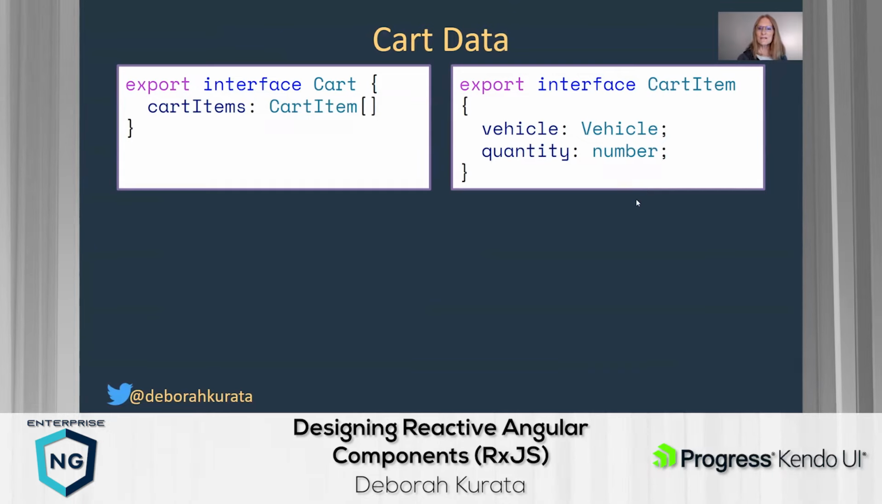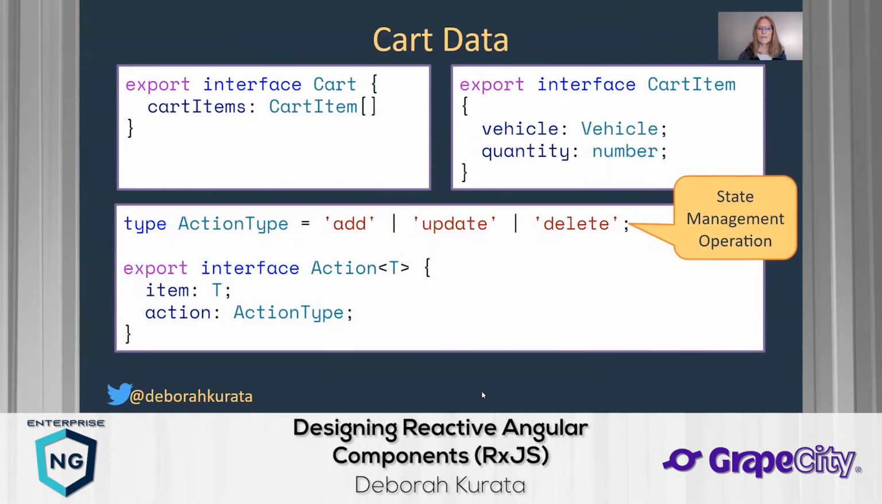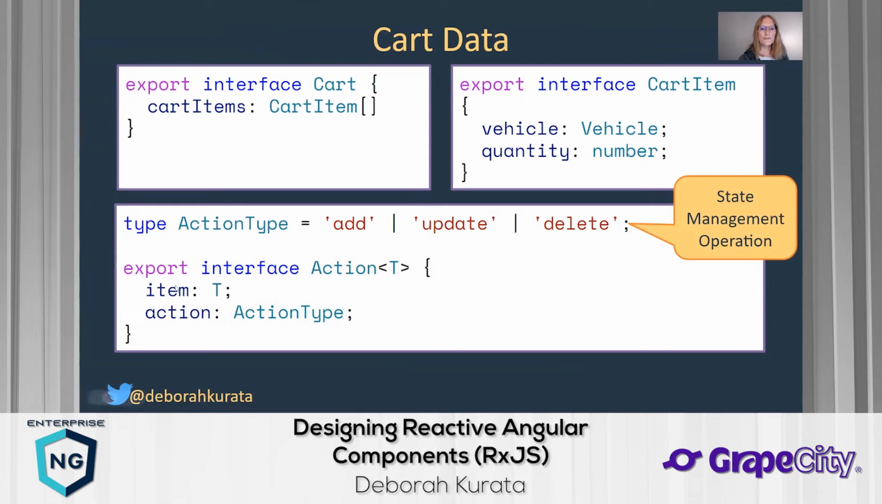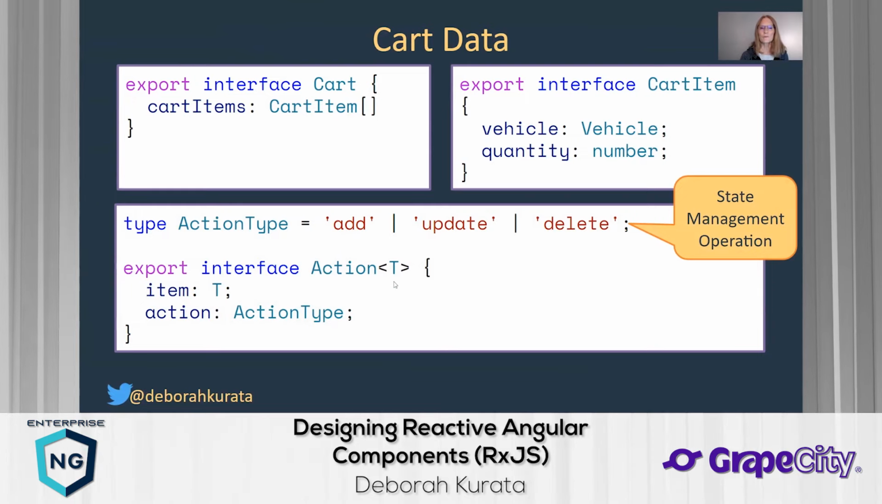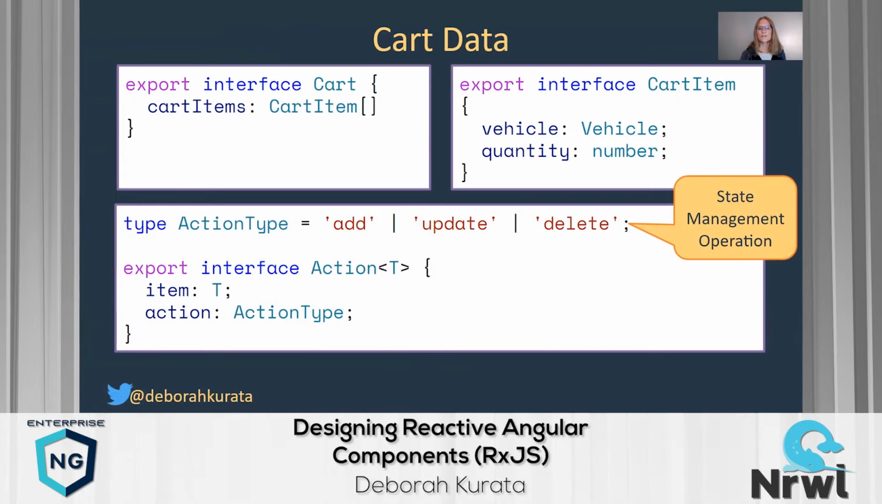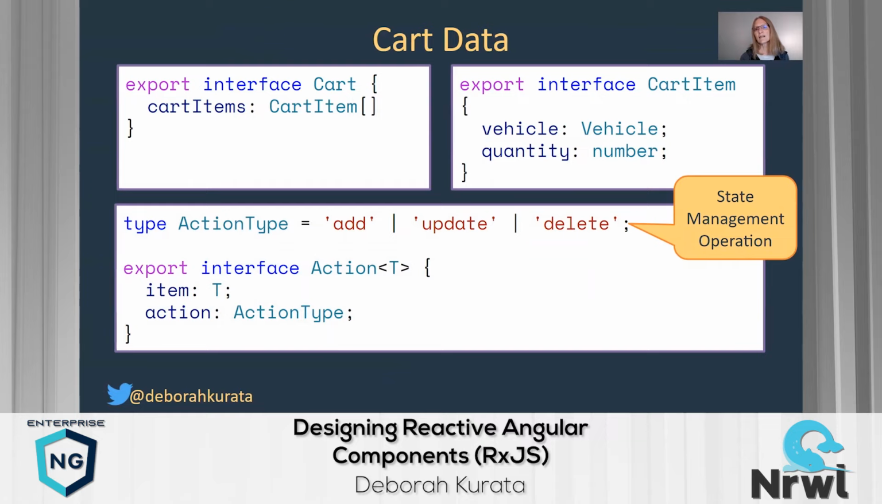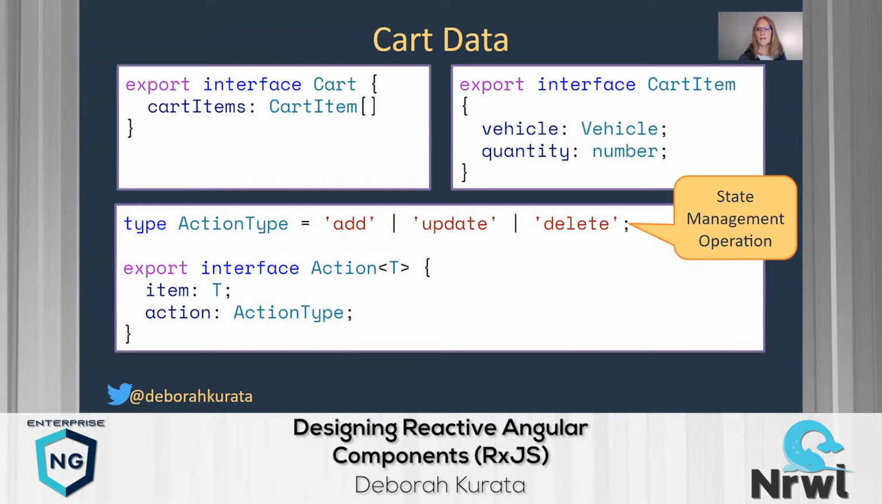So we also want to deal with some kind of state management operation. So we're going to define a third interface here, which is an action, and it uses a generic parameter of type T. It allows us to use this interface for any kind of data that we need to manage if we want to retain its state.